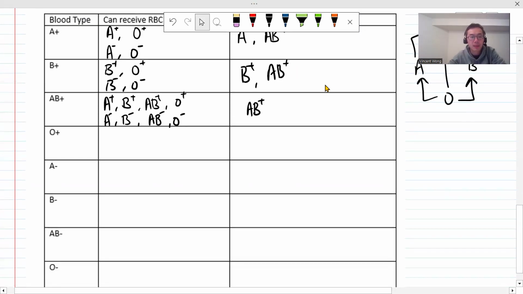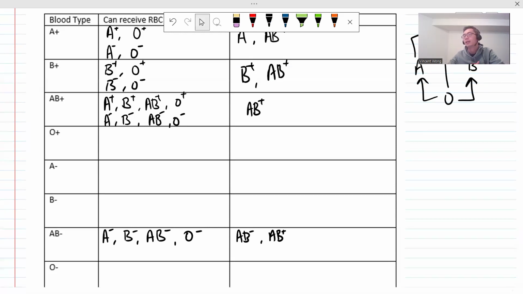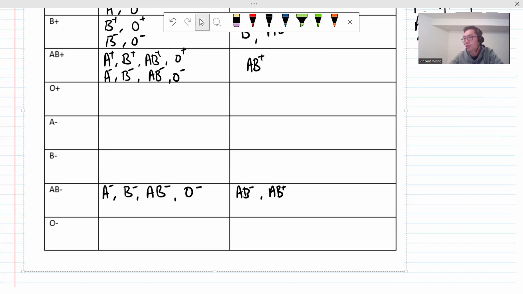All right. I'm gonna do a negative as an example, and then we're gonna move on. The answer's in the study guide answer anyways, okay? So AB negative can receive from, also everybody, but the negative can only receive from negative. And if you're AB negative, you can donate to AB negative and AB positive. That's all. Any questions?